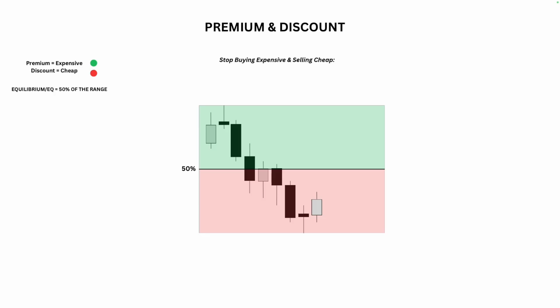So now that we understand premium and discount, the next question becomes, how does price actually move from one side of the range to another side of the range? Why does it consolidate, sweep liquidity, and then expand? That's exactly what we're going to go over in the next video when we break down AMD and PO3.